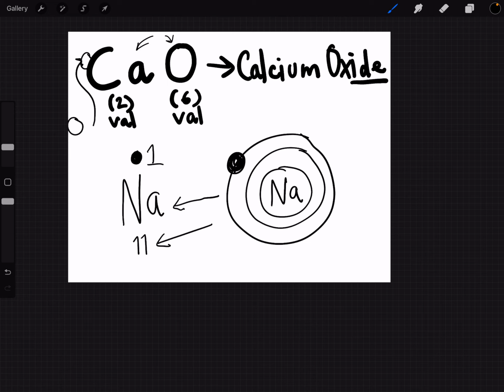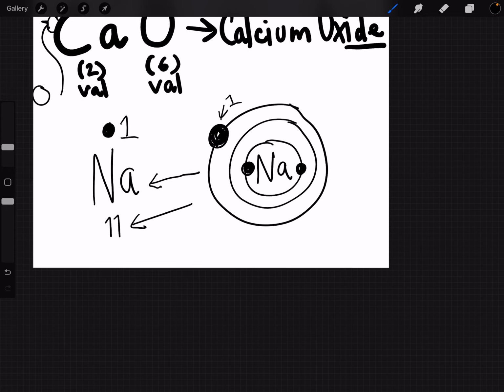And then we add the other 11. We have to make sure that there's 2 on the inside. And then however many valence electrons are on the outside, in this case, it's supposed to be 1. And then 11 minus 3 is 8. So 1, 2, 3, 4, 5, 6, 7, 8.